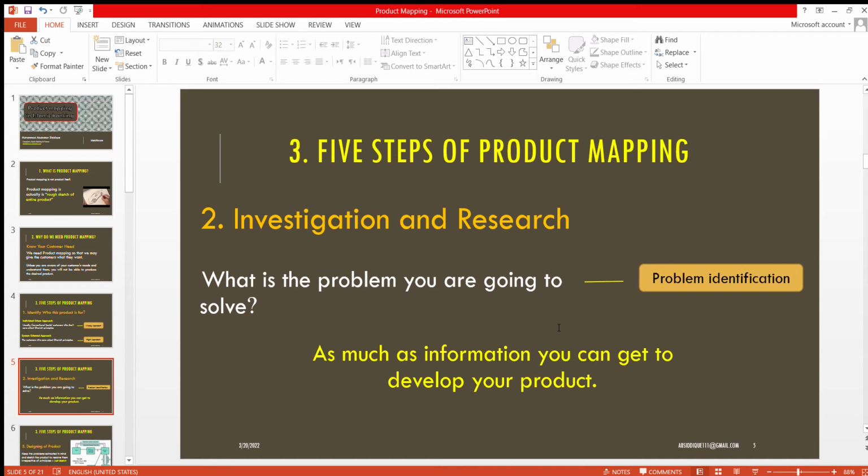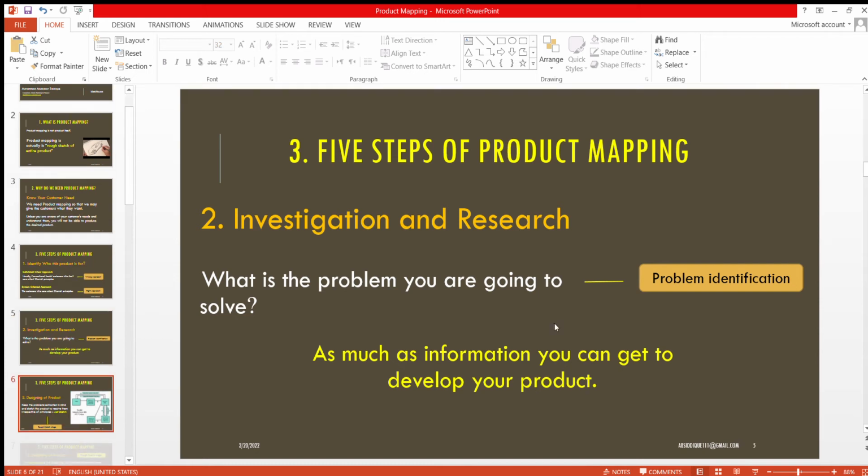So that is why there should be investigation and research to the ultimate client, to find out what he needs and what problems he is facing. So this is the second step.